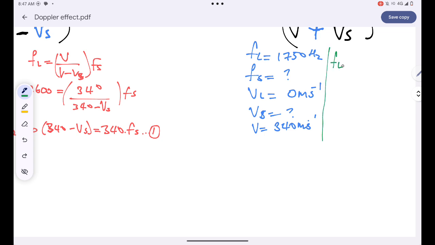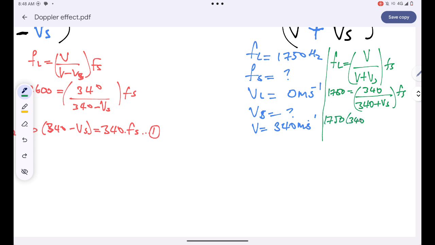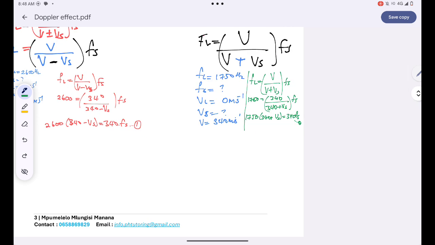we can say that FL, which is equal to V over V plus Vs times Fs, is equal to 1750 is equal to 340 over 340 plus Vs multiplied by Fs. Obviously, whenever I cross multiply, I'll simply have 1750 times 340 plus Vs is equal to 340 times Fs. And this will be my second equation, equation 2.